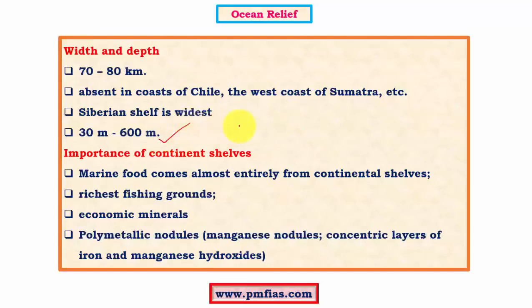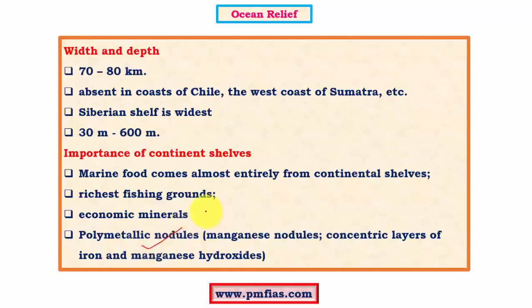And we know that on the Earth's surface, the resources are fast depleting. As a result, there is a reason for every country to go and explore the various oceanic regions, and the continental shelves offer the best places because of various metallic minerals like polymetallic nodules, which are nothing but manganese nodules. They have concentric layers of iron and manganese hydroxides. Along with that, there are various minerals found in polymetallic nodules, like gold, copper, and various precious metals that can be obtained from polymetallic nodules.